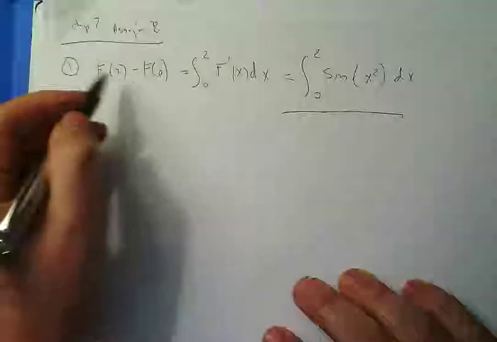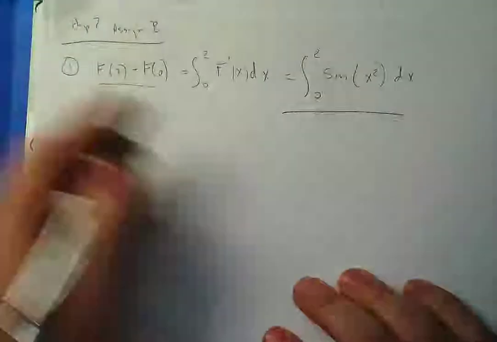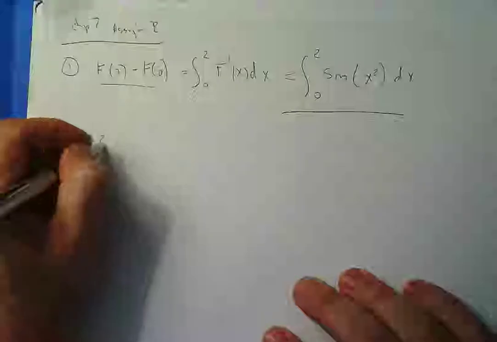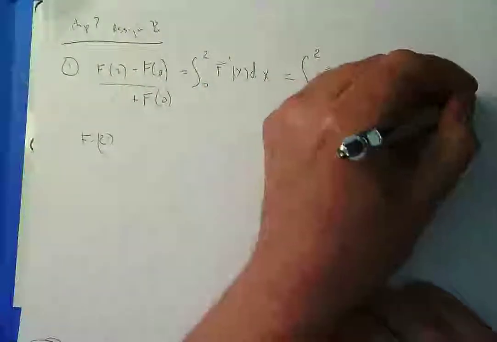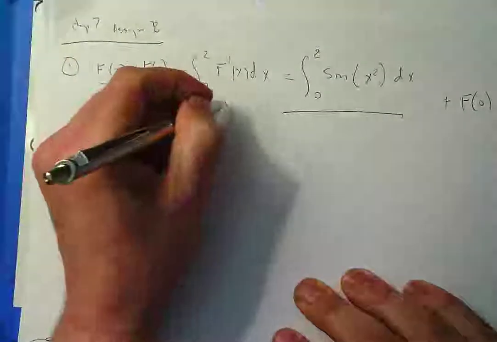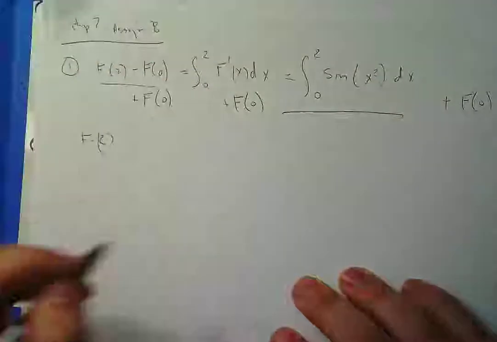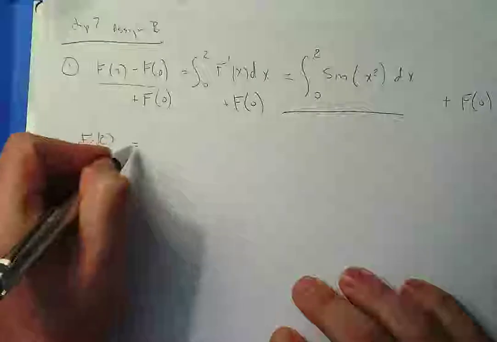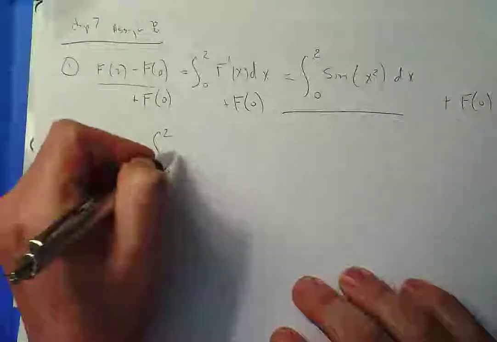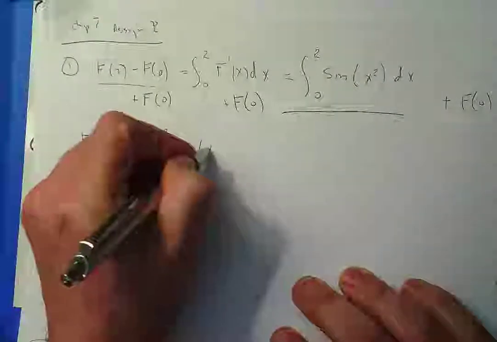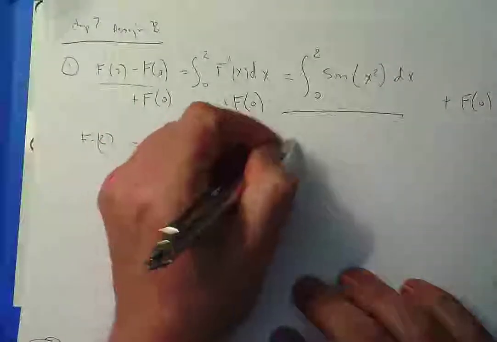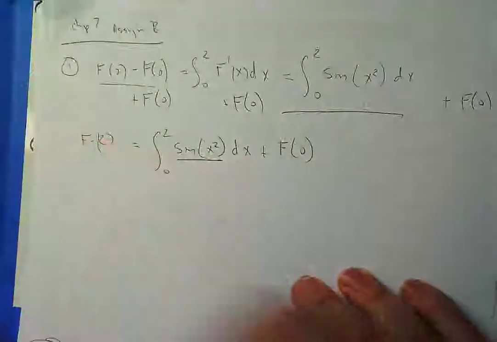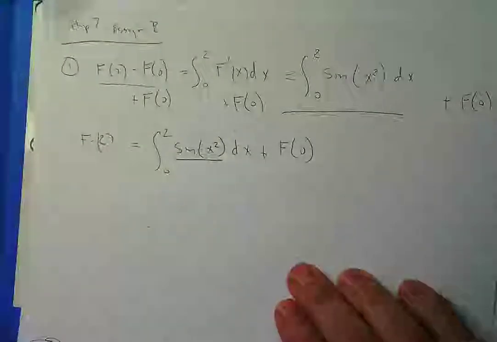Please note, it says you're supposed to use your calculator, so don't try and do that by hand. Also, notice over here, we're looking for f of 2, so we need to add f of 0 to both sides of this equation. So f of 2 is going to be the integral from 0 to 2 of sine of x squared dx plus f of 0. Make sure your calculator is set in radians when you do that.